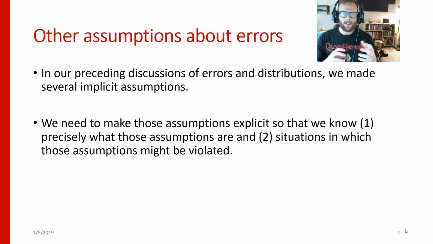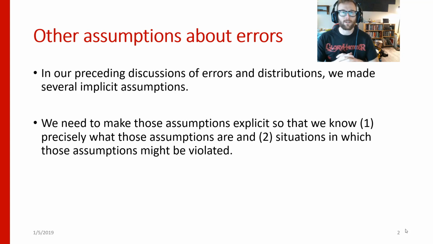So in our preceding discussions of errors and distributions, we've made a number of implicit assumptions. Right now, we want to make those assumptions explicit so that we know precisely what those assumptions are, and we understand the situations in which those assumptions might be violated. The reason for this is that it's going to determine the type of statistical test that we're going to want to run, depending on how our data are structured.